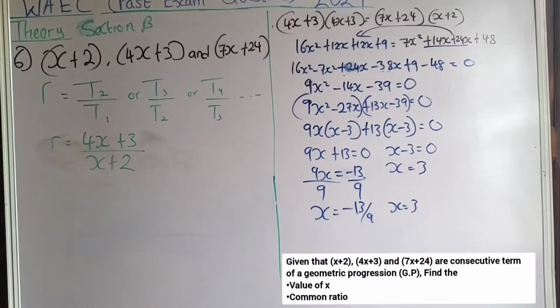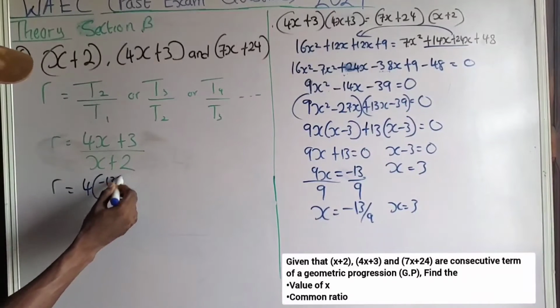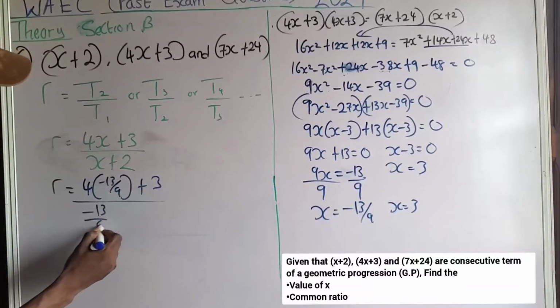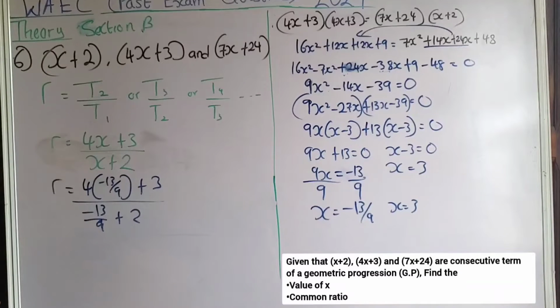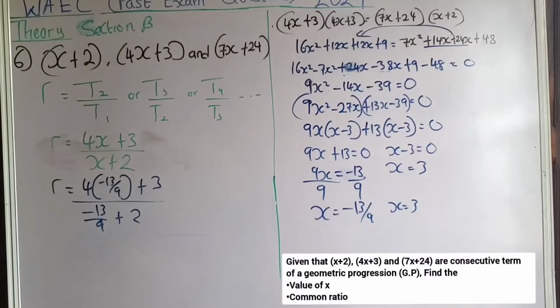Now, when x is 13 over 9 and negative 13 over 9, we're going to have r equals 4 multiplied by negative 13 over 9 plus 3, all over negative 13 over 9 plus 2. Do you understand? All I did was replace the value of x with negative 13 over 9. We obtained two values of x, so we are going to have two common ratios. Are you getting what I'm trying to say?